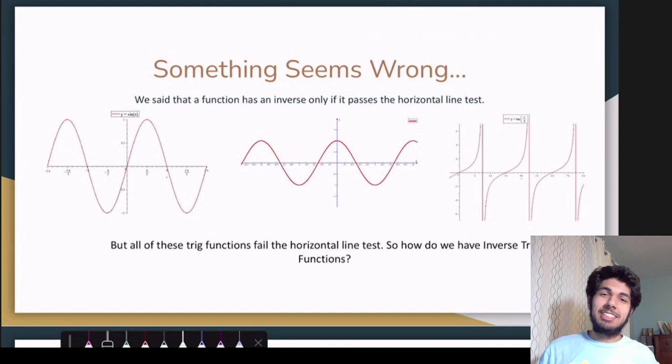There is no such thing as inverse trig functions. End of it. I'm joking. There are inverse trig functions. And the way we get these functions is we take advantage of the periodicity of these trig functions.